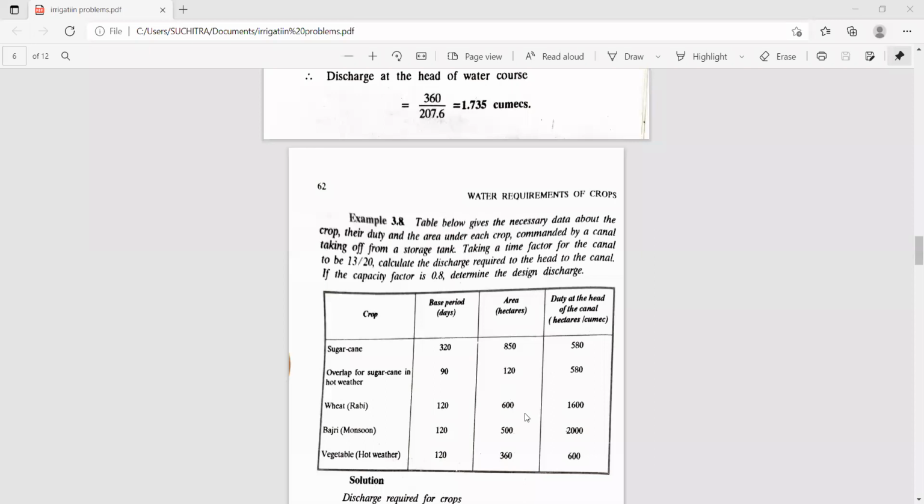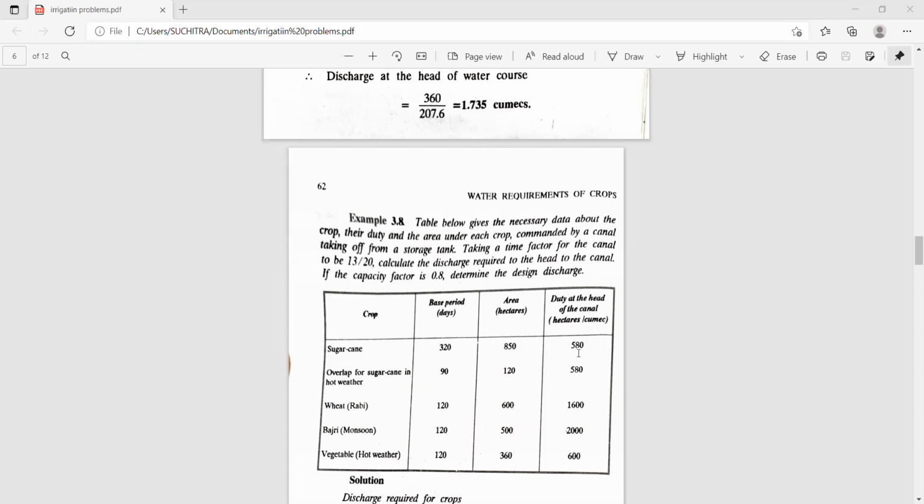And the area under each crop is given: 850, 120, 600, 500, 360 hectares, and the corresponding duty at the head of the canal are given, that is 580, 1600, 2000, 600 hectares per cubic respectively. Now we have to calculate the discharge required at the head of the canal, considering all the crops, including the sugar cane and overlap for sugar cane, wheat, bajri, and vegetable. Now, one by one, we shall calculate.